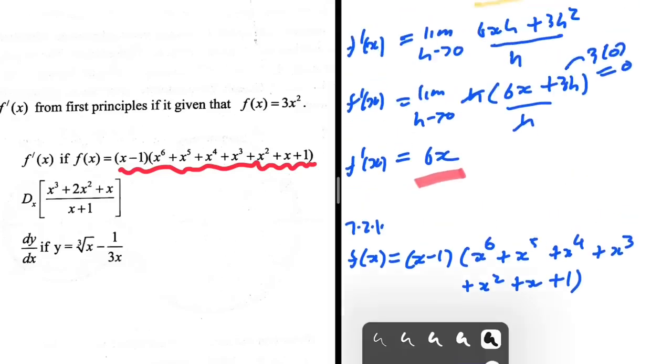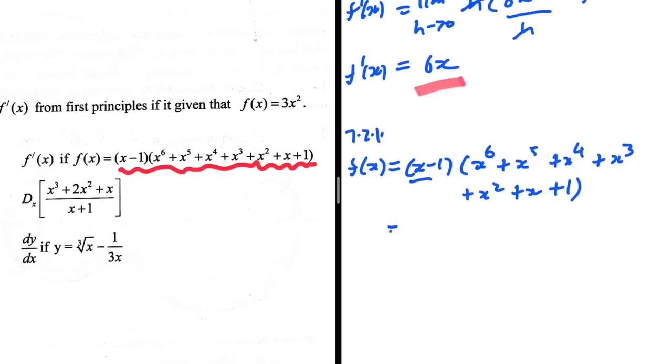Okay, when we multiply everything by x, we're going to get x to the power 7, x to the power 6, and then here we're going to get x squared, and here we're going to get x. And then when we multiply everything by minus 1, x to the power 6 will get subtracted by x to the power 6, and so on. Let me show you what I'm saying. When we multiply by x, we get x to the power 7 plus x to the power 6 plus x to the power 5 plus x to the power 4 plus x to the power 3 plus x to the power 2 plus x.